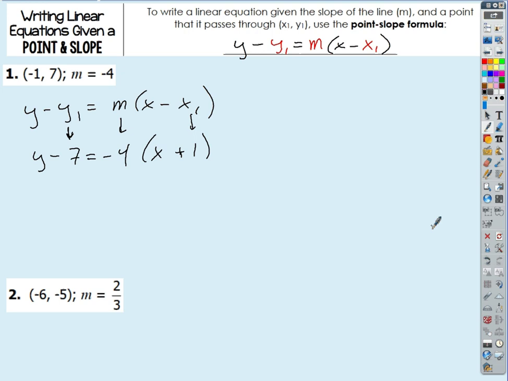Okay, so what are the steps here? What are some things that we can see that we need to do to simplify this? Everybody take a second and just see what your ideas are. Nancy, you got an idea? Distribute. Yeah, so let's distribute the negative 4. That's a great idea. And the steps are always going to be the same. We're going to distribute the slope.